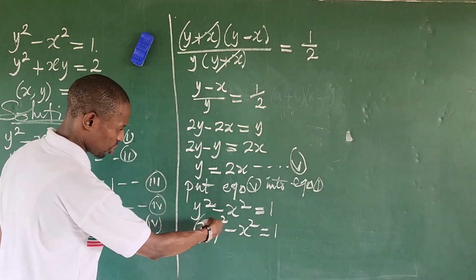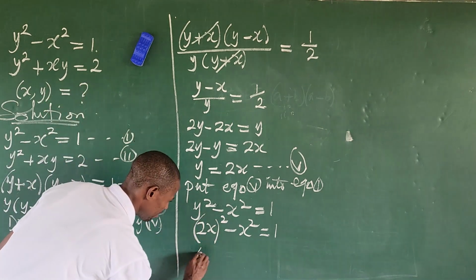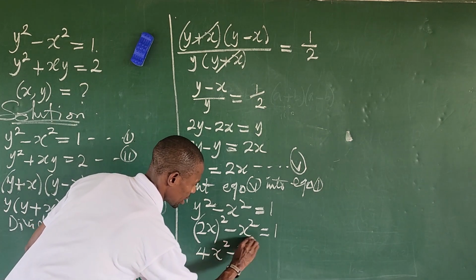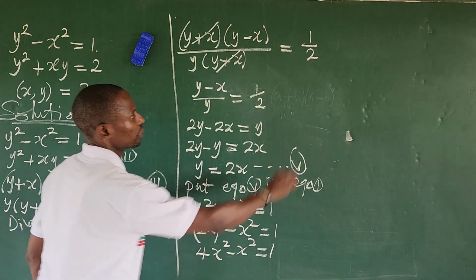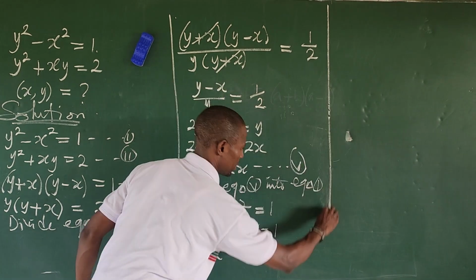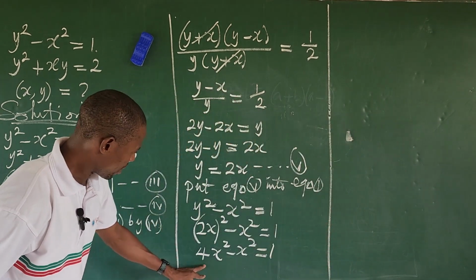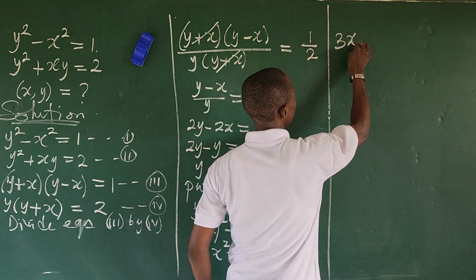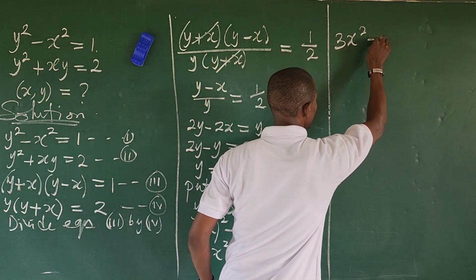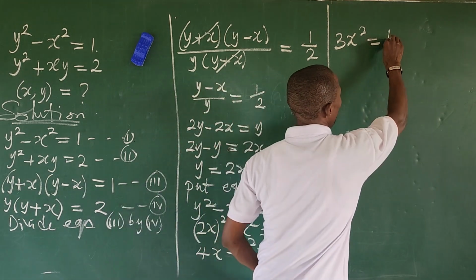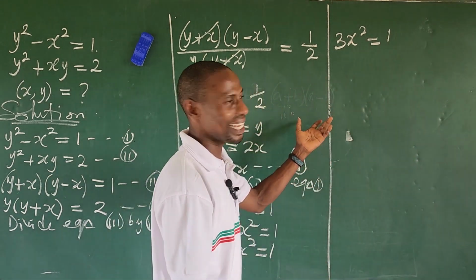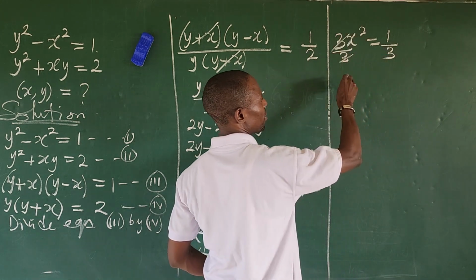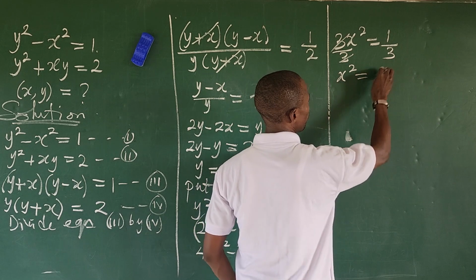All we need to do is just to open this up now. So if we open this, we're going to have 4x squared minus x squared equal to 1. So 4x squared minus x squared will give us 3x squared equal to 1. So we can look for our x now. Divide both sides by 3. Cancel, cancel. So we now have x squared equal to 1 over 3.